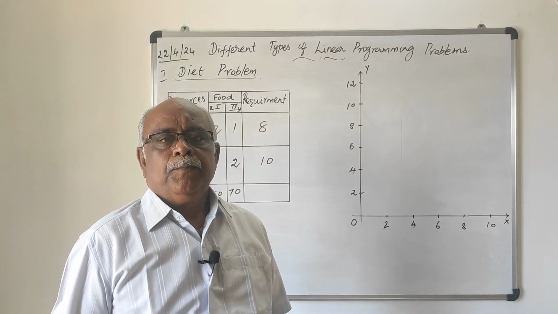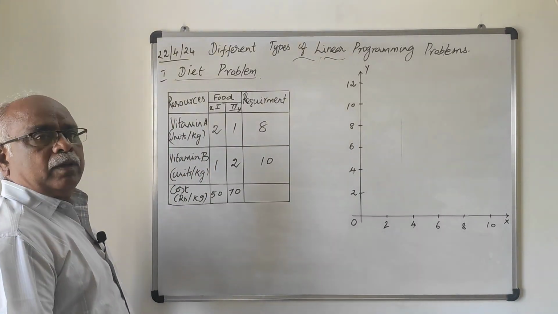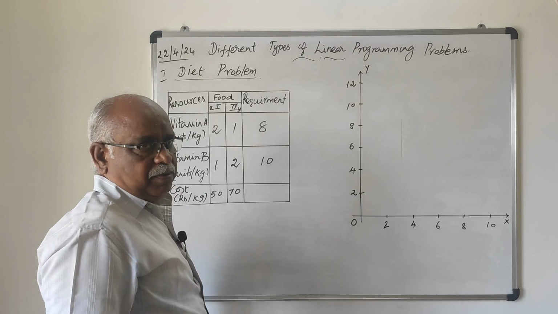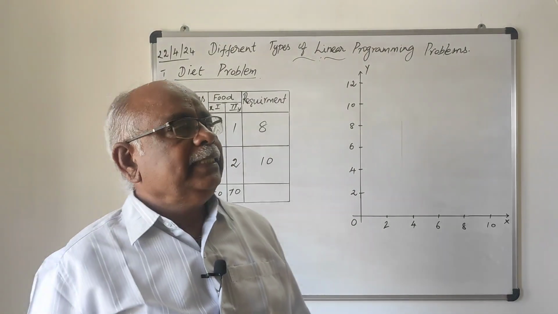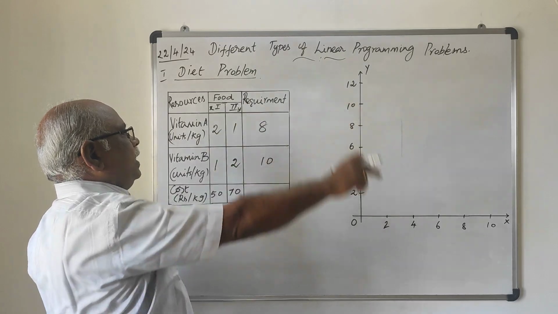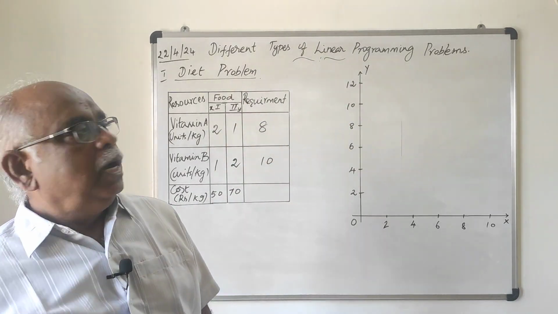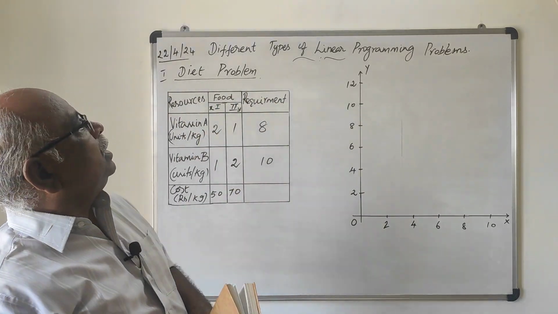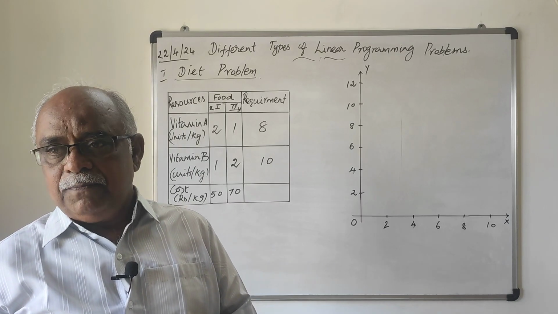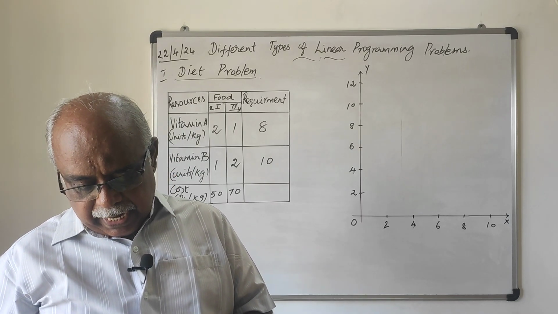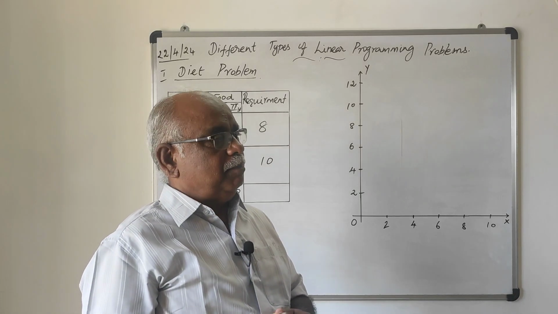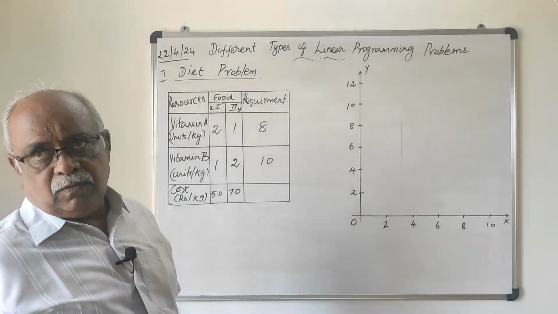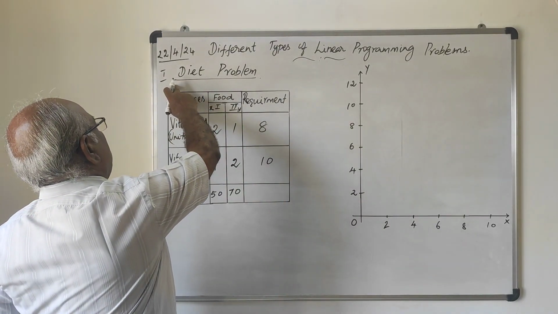My dear students, in this video, I am going to solve some different types of linear programming problems. There are some special types of linear programming problems: the diet problem, the transportation problem, and the manufacturing problem. Out of these three types, first I am going to solve a diet problem.